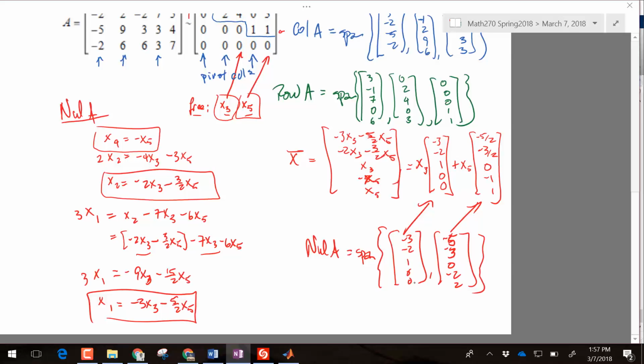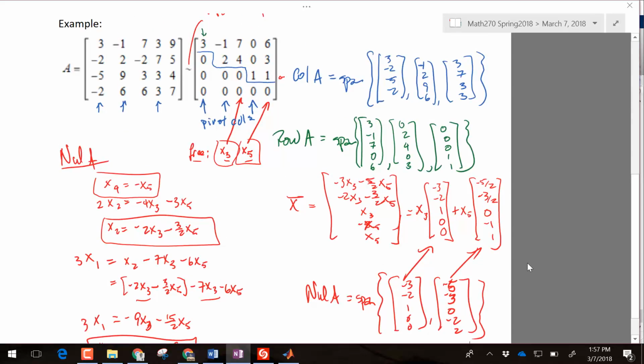Yes? Yes, this is a plane in R5. It's a two-dimensional space in R5. Well, what's column A? So column A is going to be a three-dimensional space in R4.